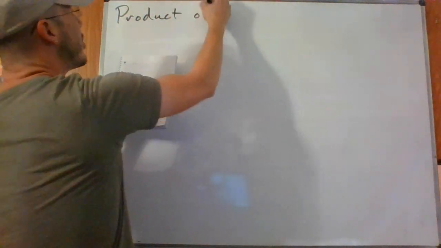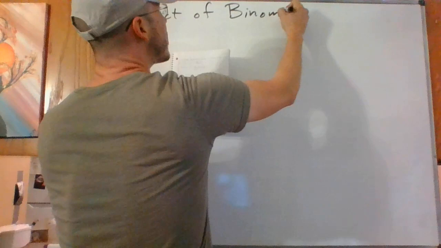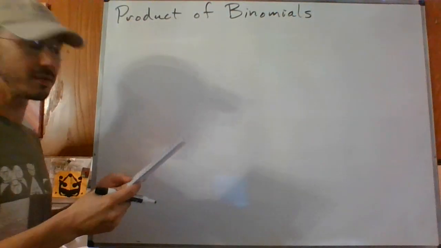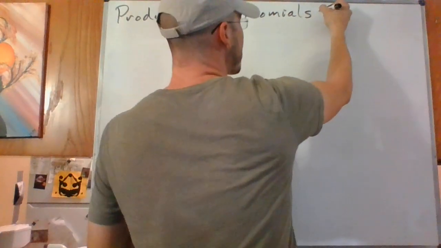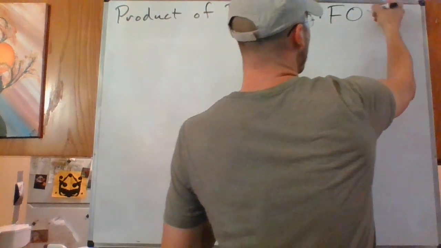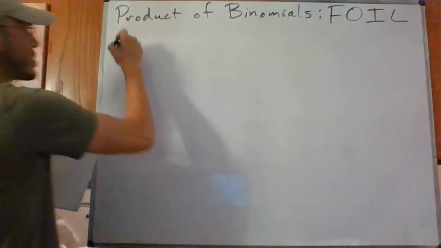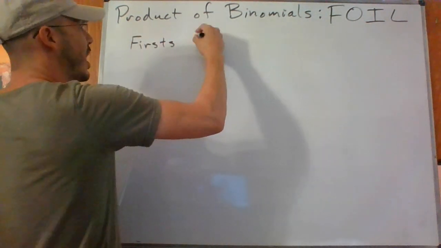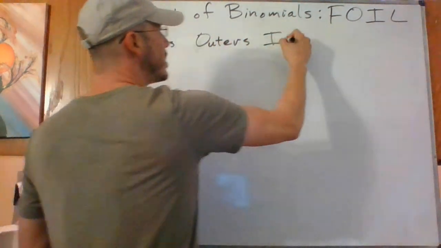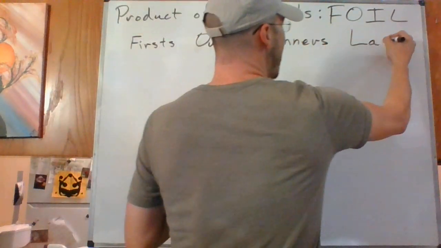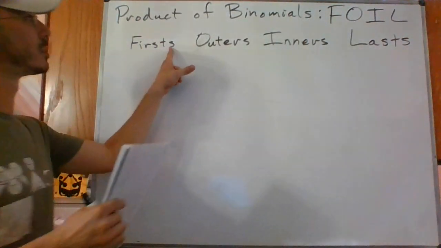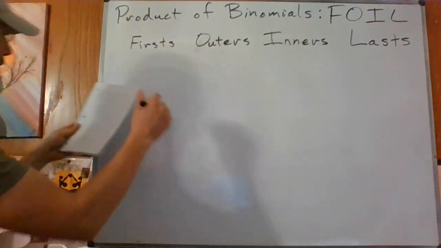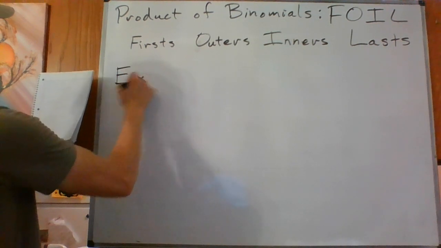As I said, it doesn't work with trinomials, but the product of binomials comes up so often that we've got a special technique for it called FOIL, which you have probably studied before. It stands for firsts, outers, inners, and lasts, all plural. The firsts, let me write up an example so I can point to these things.